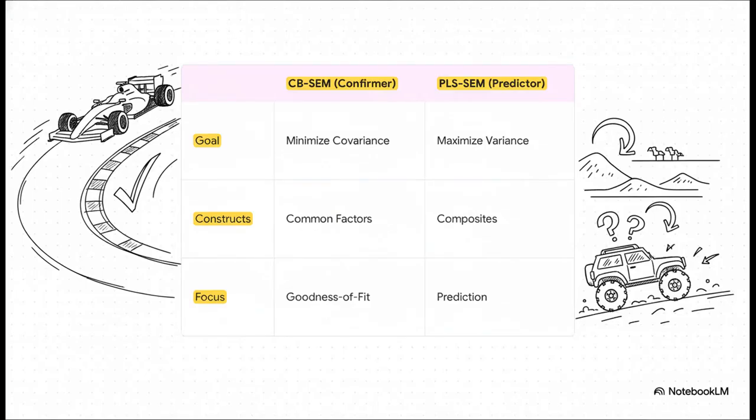Okay, this slide really gets to the heart of it all. It's like their DNA. CB SEM is what we call a confirmer. Its main goal is to see how perfectly your model fits the data you have. This makes it amazing for testing well-established theories. Think of it like a Formula One car. It's precision engineered for a perfect racetrack. On the other hand, PLS SEM is the predictor. Its main goal is totally different. It wants to maximize the variance explained in your key outcomes. It's built to predict. This makes it more like a rugged, all-terrain vehicle, designed to explore new territory and see what's just over the horizon.